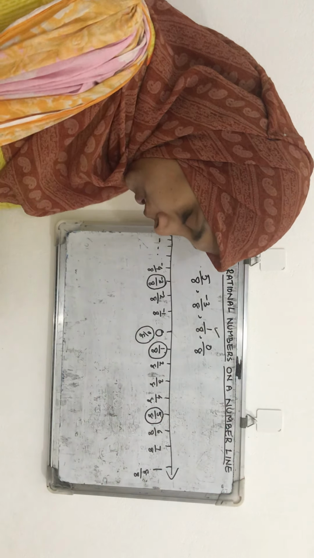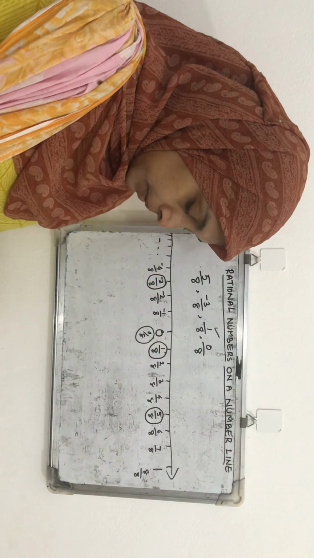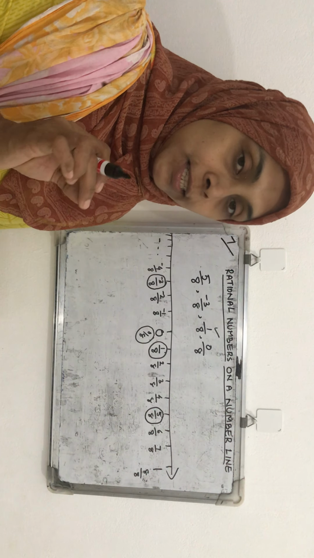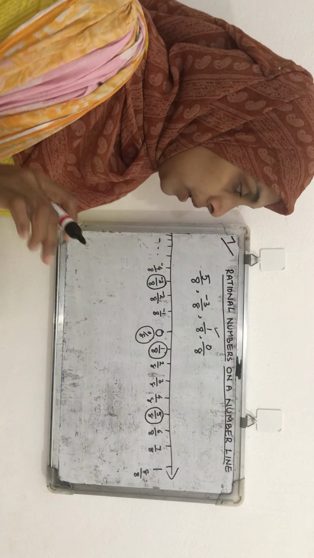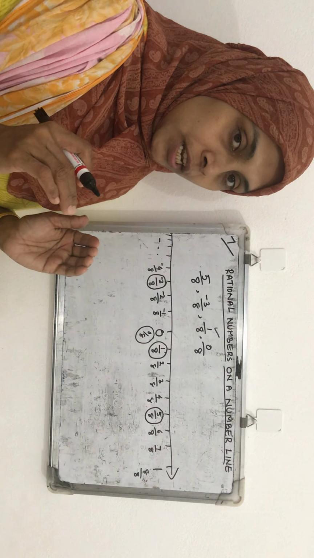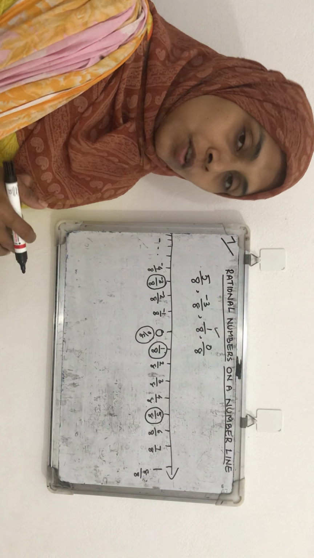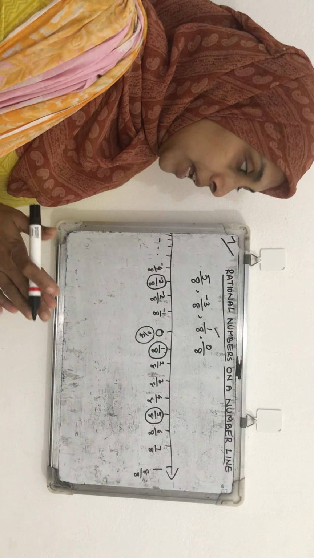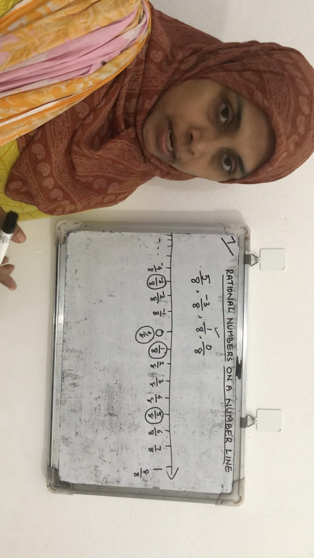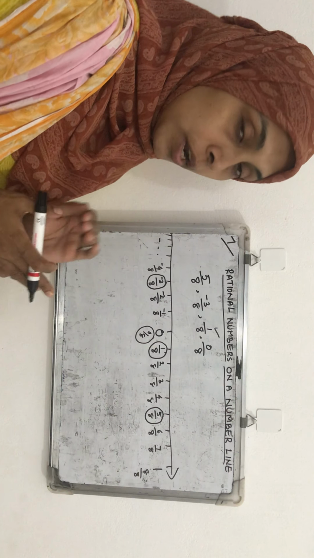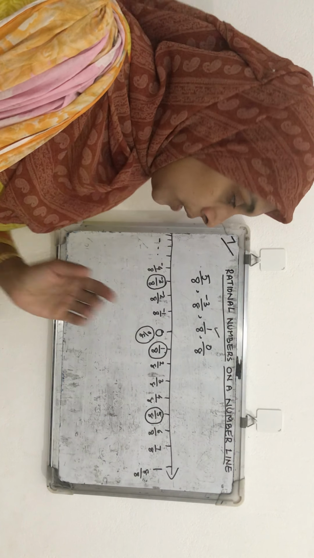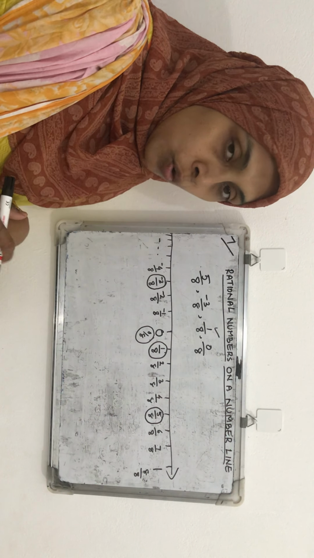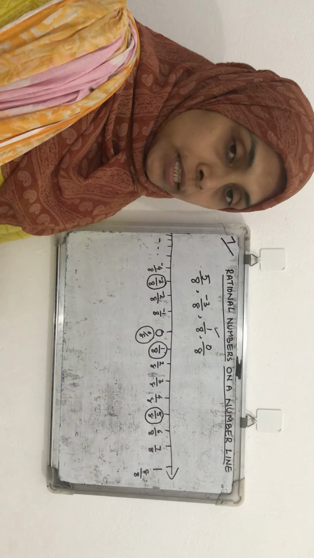In the next question it is given, represent minus 3 by 6 and minus 5 by 6. Here the denominator is 6, so we divide that unit length into 6 equal parts. That way we can represent each rational number on a number line. Now we discussed only the case where the numerator is less than the denominator.